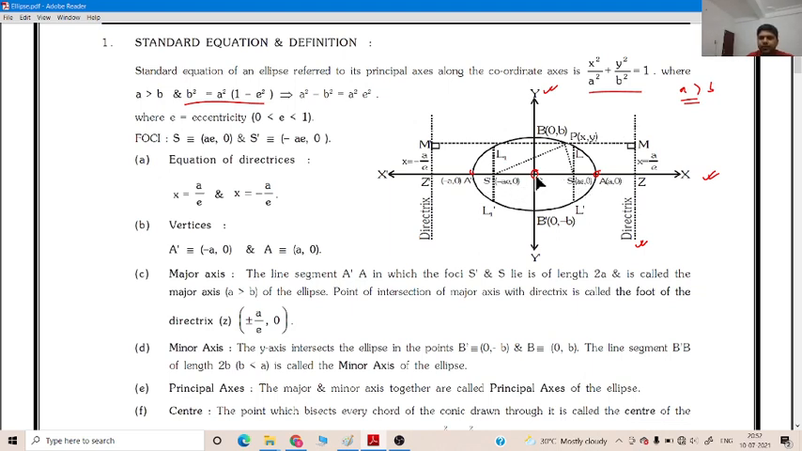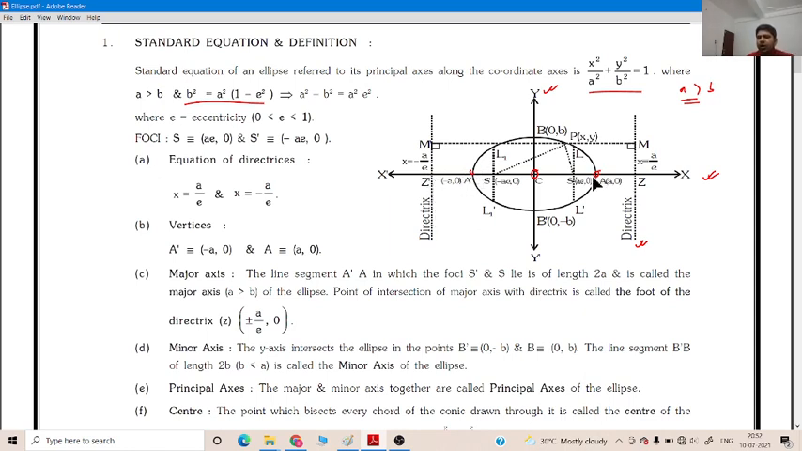And from the center, the given fixed line is known as the directrix. This length is A by E. Therefore, the equation of this directrix is x equal to A by E, and on this side, x equal to minus A by E.